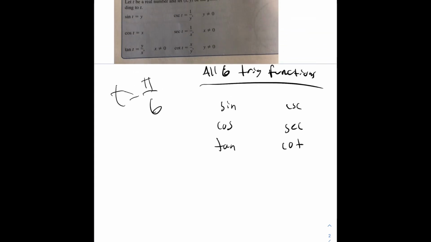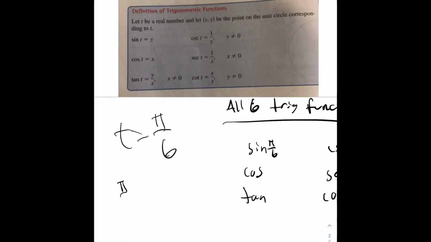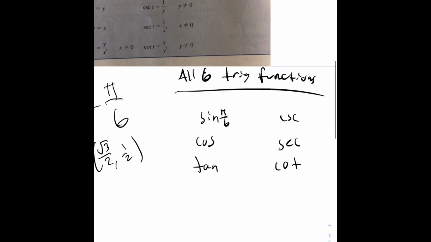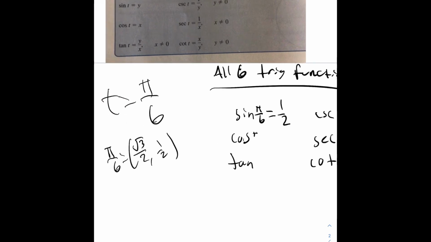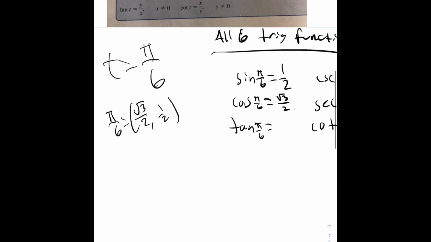So the sine of pi over 6, if I look here, sine is the y value, and pi over 6 is square root 3 over 2, 1/2. So my y is just 1/2 here. Cosine of pi over 6, that's my x value. So cosine is square root 3 over 2. Tangent of pi over 6 is y over x. So if I just write it, that's 1 over 2 divided by square root 3 over 2.